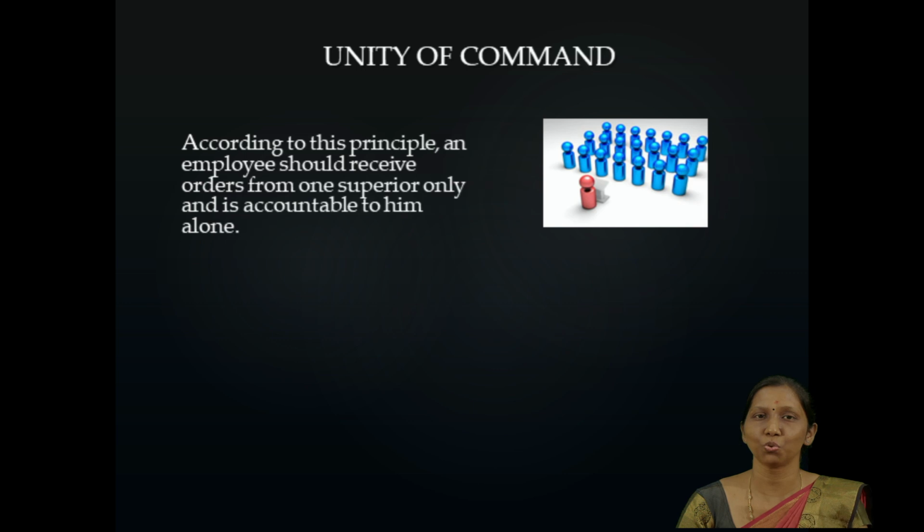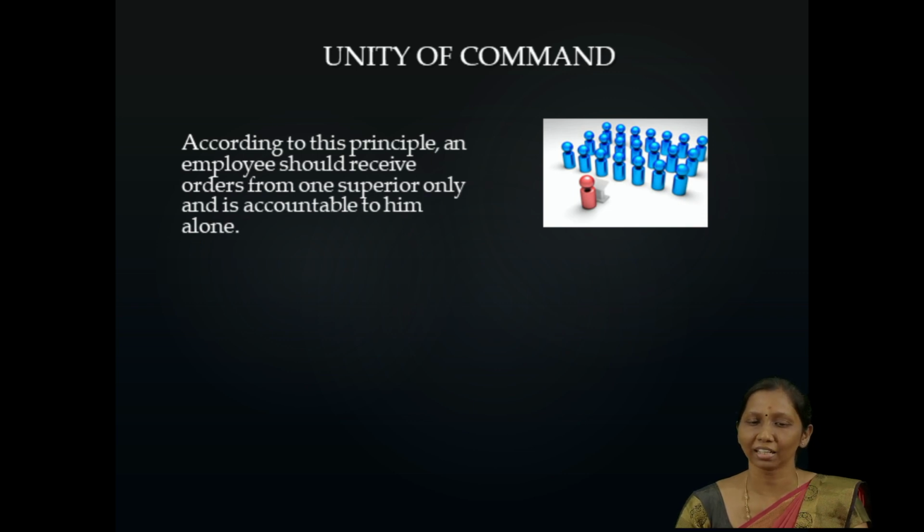Next one is unity of command. What do you mean by unity of command? According to this principle, an employee should receive orders from only one superior. If there are many superiors, the subordinates will be confused about where they have to communicate, where they have to respond, and where they have to take decisions about their work.